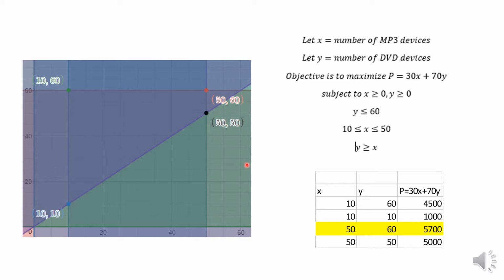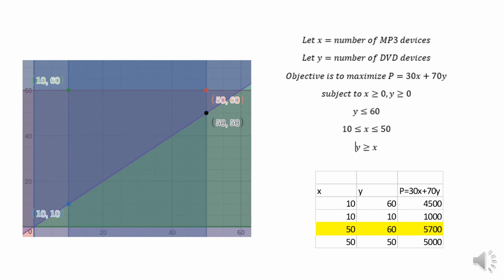So the corner points, 4 of them, are the ones we have to evaluate. We plug each of those coordinates into the objective function. We're trying to maximize it, and we see that the maximum value of the objective function is achieved at 5700 when these values of X and Y are used.